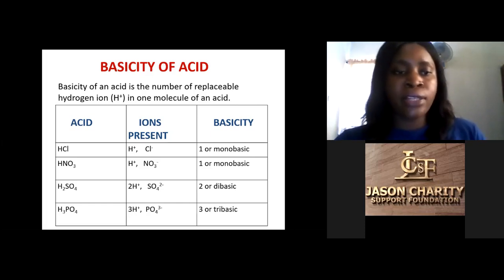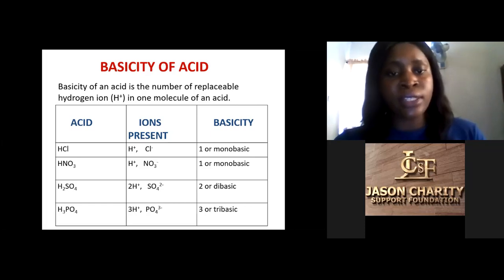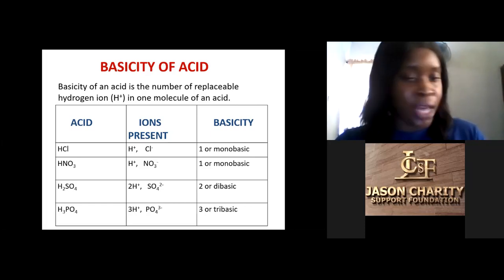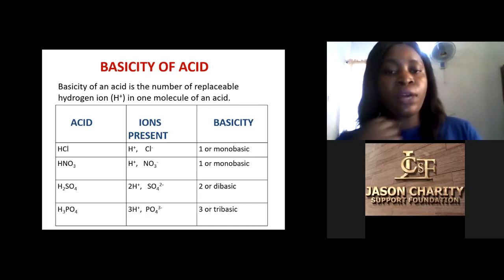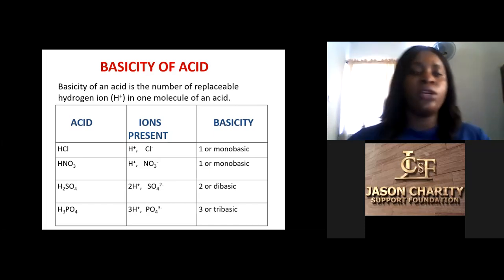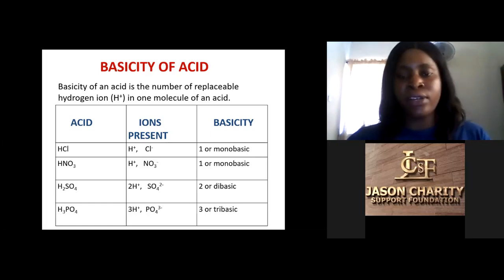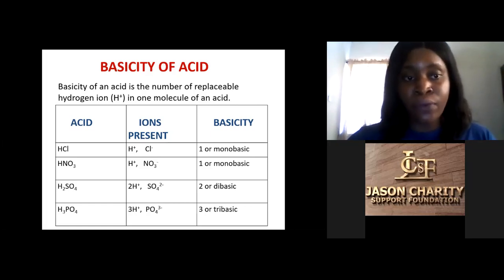Now, going to the next one, which is trioxonitrate 5. When it ionizes, it produces 1 hydrogen ion and then the nitrate ion. So therefore, the basicity of trioxonitrate 5 is 1. So therefore, trioxonitrate 5 is monobasic.